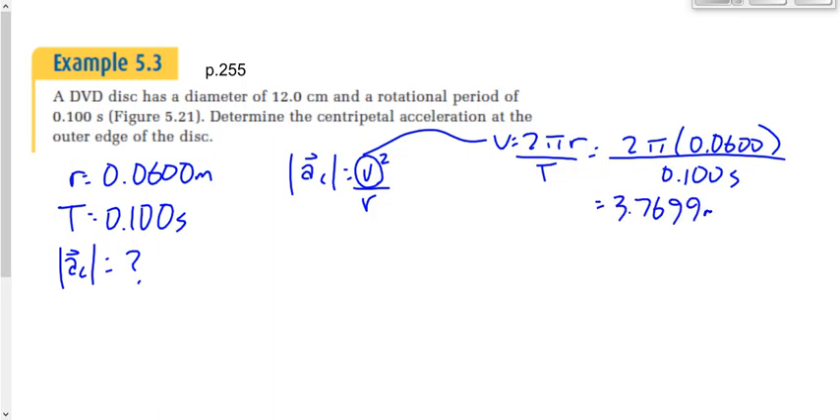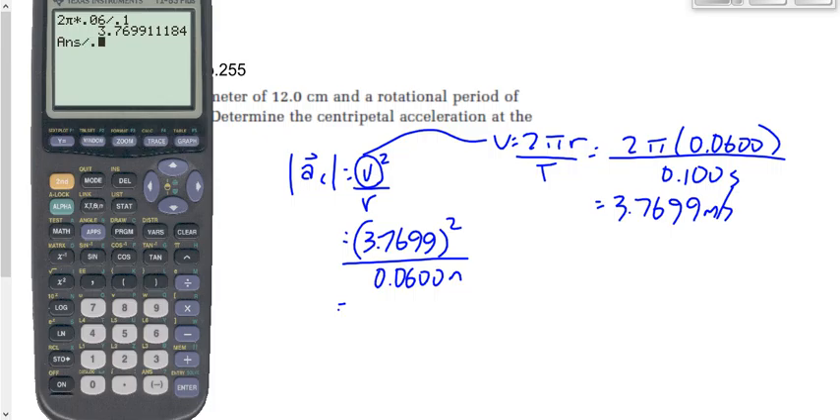Doesn't seem all that fast, right? 3.7 meters per second. You can walk almost that fast. You can run faster than that for sure. Let's square that and divide it by 0.06 meters. That gives me an acceleration. Is that right? No, I forgot to square it. 3.7699 squared divided by 0.06 gives me a value of 237 meters per second squared.